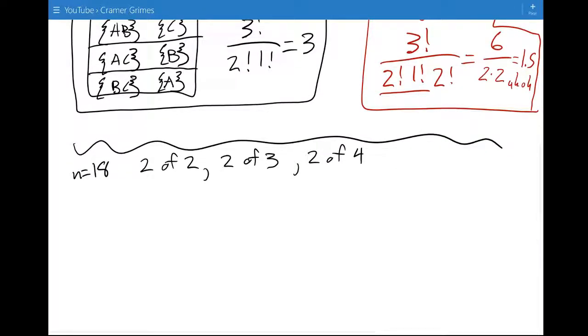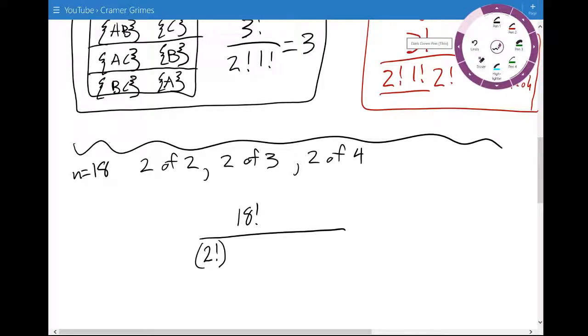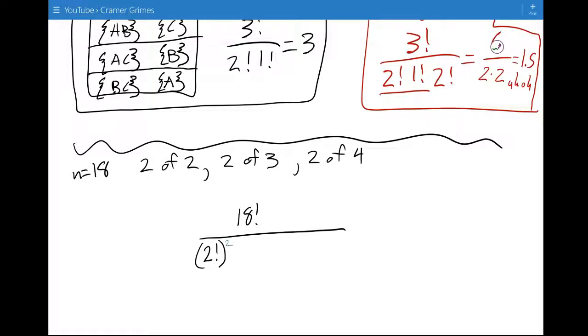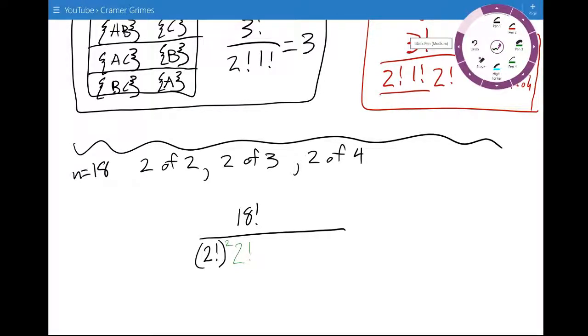And so here I'm just going to go straight to the formula. I have 18 total objects that I'm ordering. I have 2 groups of 2. So in these 2 groups, I don't care about the order of these 2 objects in them. So 2 factorial. I have 2 of them, so I'm going to square that. So I'm going to change the color there. Let's make it green. Okay, I have 2 of those groups, and I don't care about the order of those 2 groups, so I'll do 2 factorial. Go back to black.